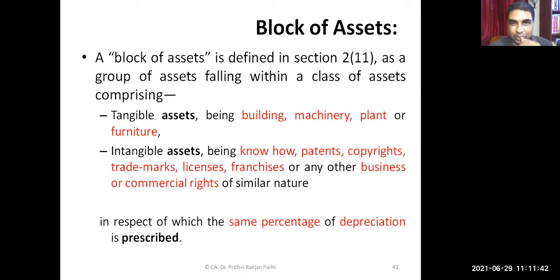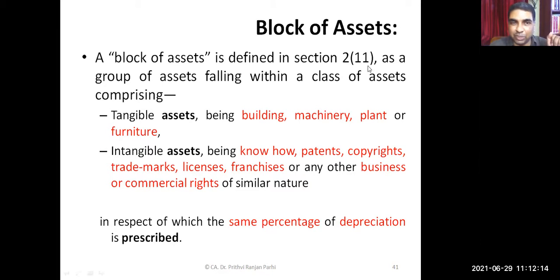Now, let us discuss what this block of asset concept is. All companies need to follow this block of asset concept. As you know, depreciation is allowed only on certain assets, that is building, machinery, plant, furniture, if they are tangible assets, and intangible assets like know-how, patent, copyright, trademark, license, franchise, etc. On these assets only depreciation can be charged.